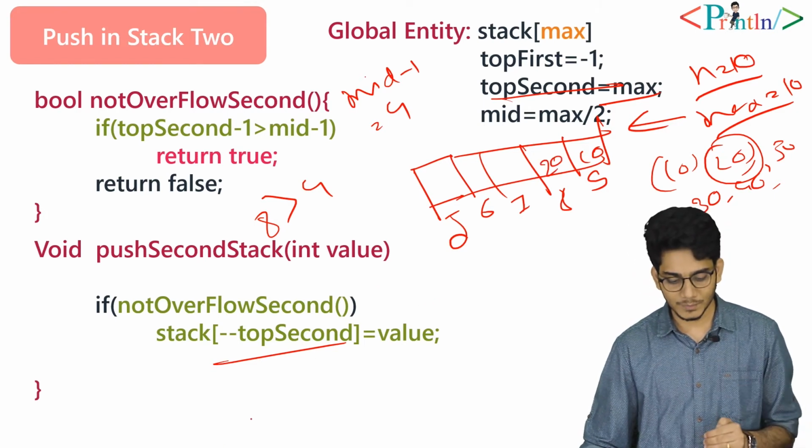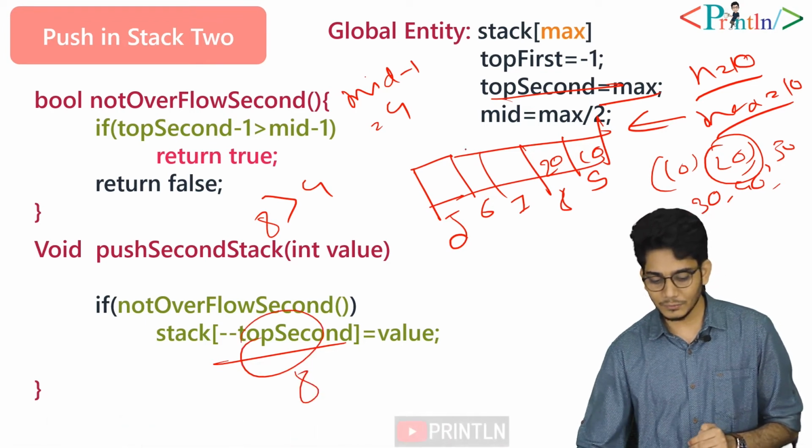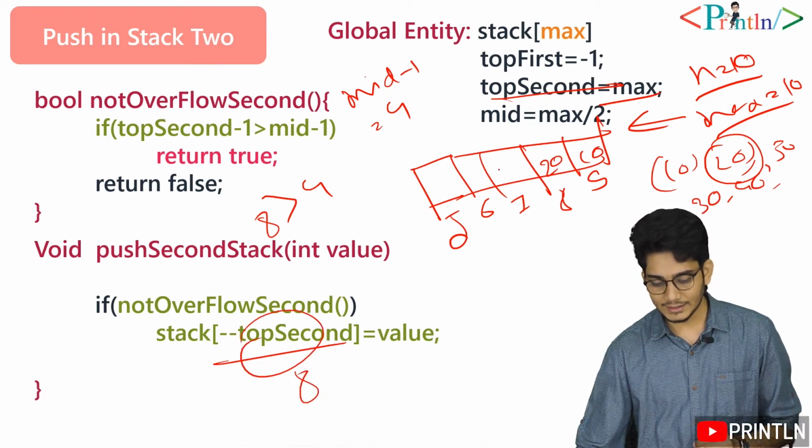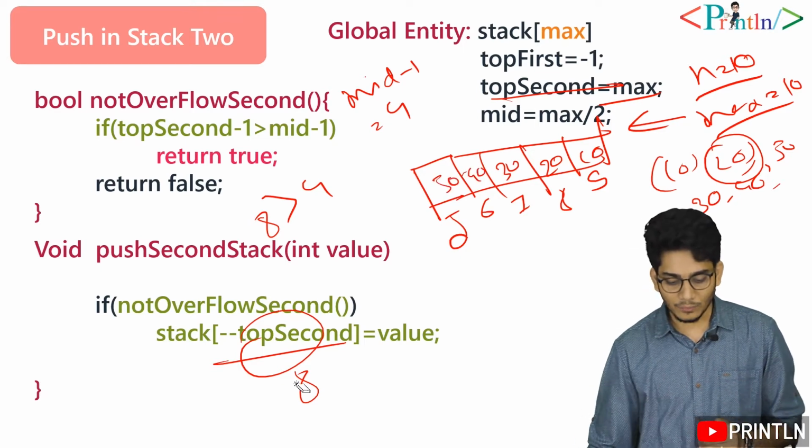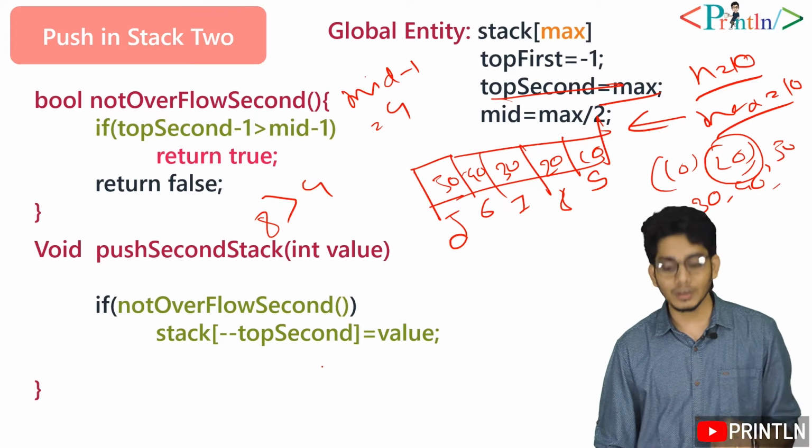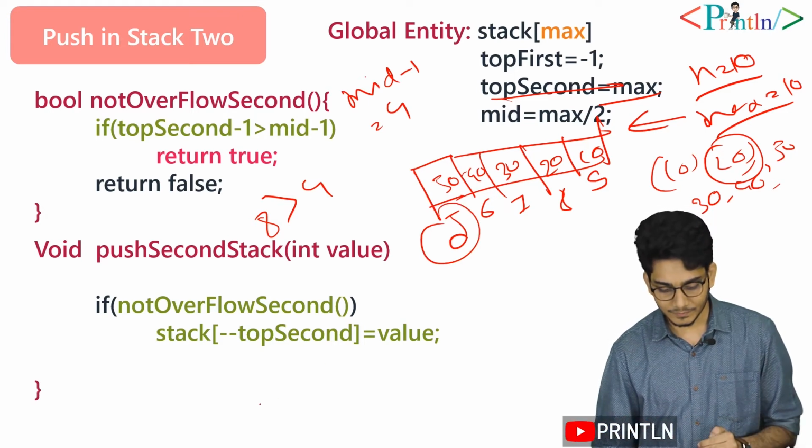Now what is the value of the top? That is 8. Then we'll do the same thing for 7, that is 30, 40 and 50. Now what is the value of the top second? The value of the top second is 5.